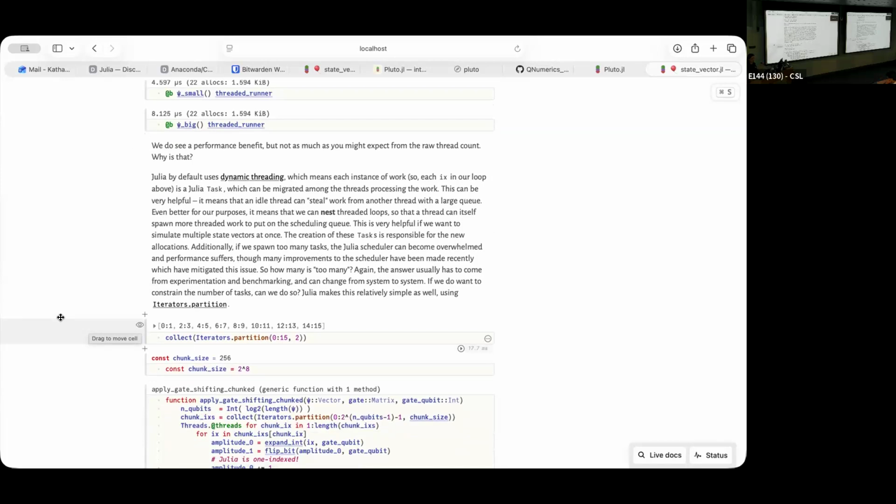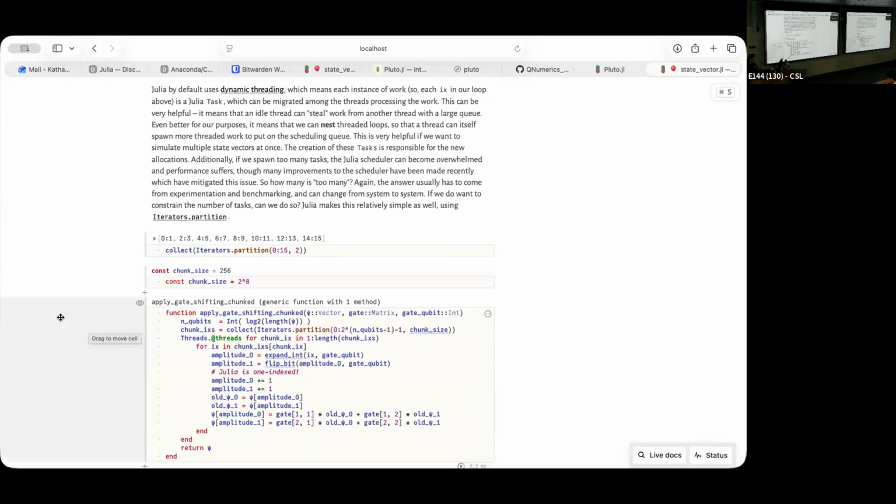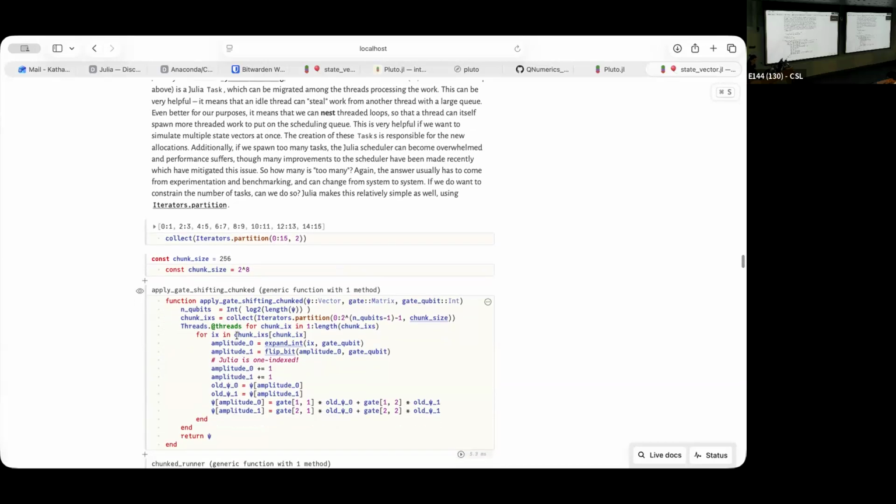The other thing you can try doing, there's a little example here, is chunking the work yourself by hand. So you can say, okay, I know that I have to do 2 to the 11 gate applications here, and I'm going to try and chunk this into blocks of 2 to the 8. This function here implements that for us. It effectively just splits the main for loop into 2 separate ones, one that is threaded and one that isn't.